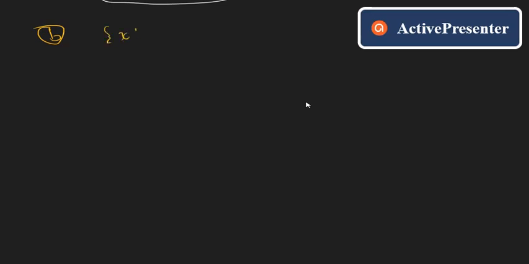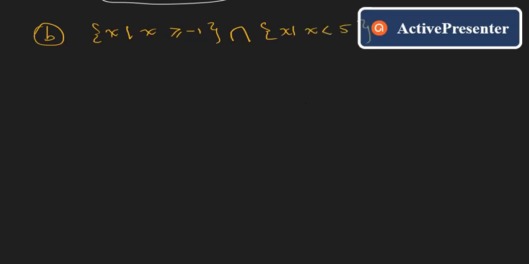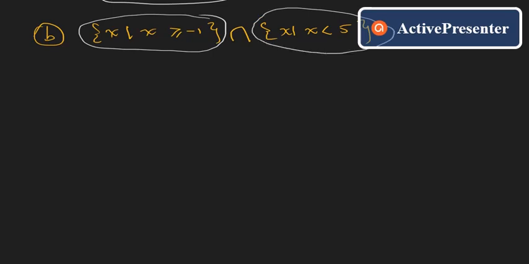Another question, the set of x such that x is greater than or equal to minus 1, intersection with the set of x such that x is less than 5. So let's call this A, okay, and let's call this B, and we have to find the intersection. This is set A, this is set B.